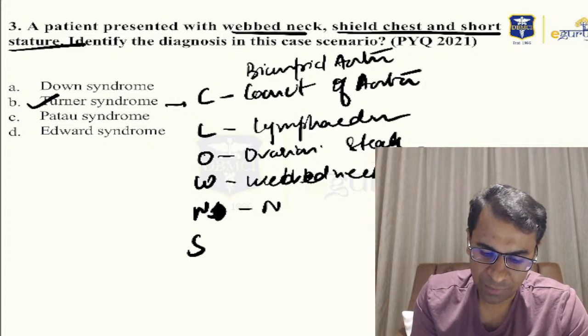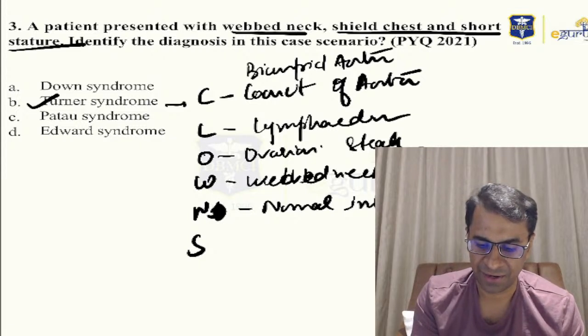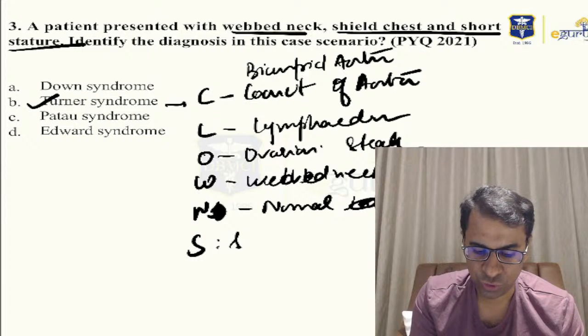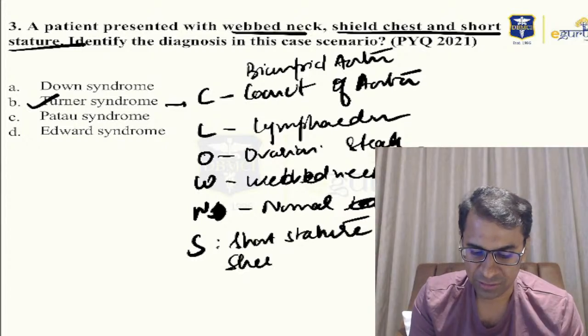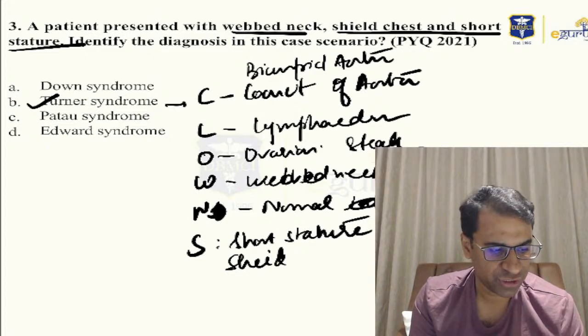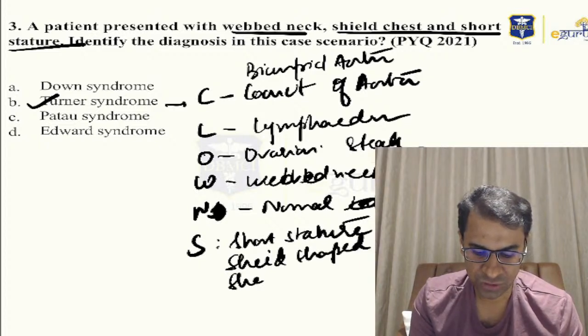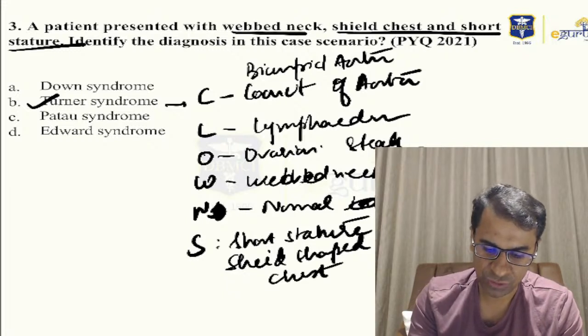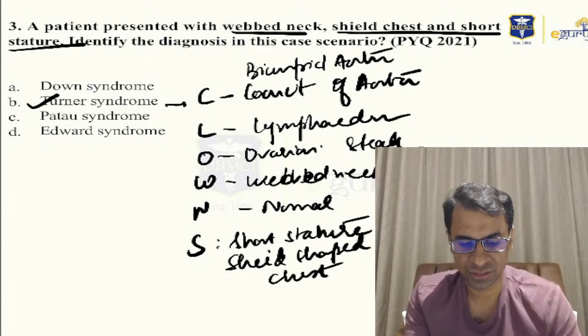N is normal intelligence. That means they don't have mental retardation, it is normal intelligence. And S is short stature. Along with that, you can also remember it is a shield-shaped chest. So these are various things you should remember in a case of Turner syndrome.